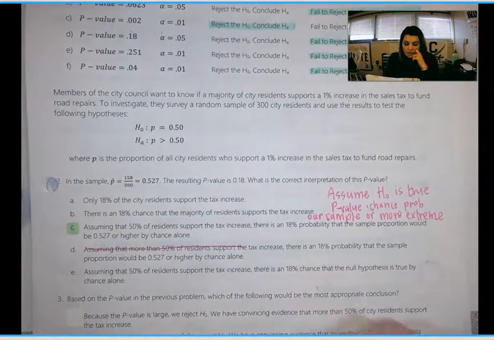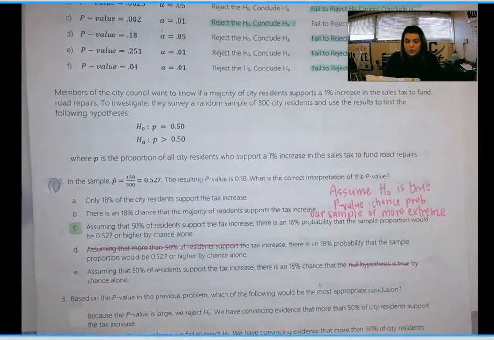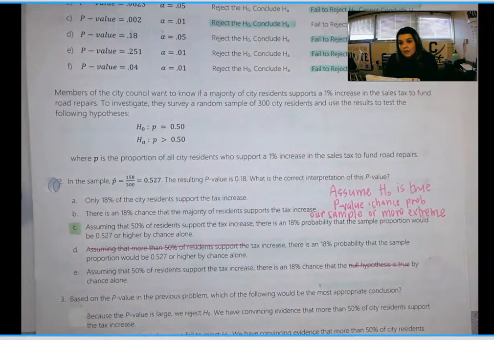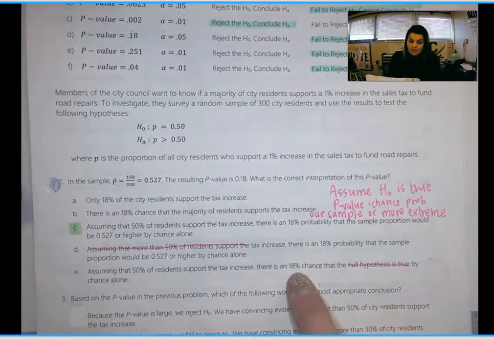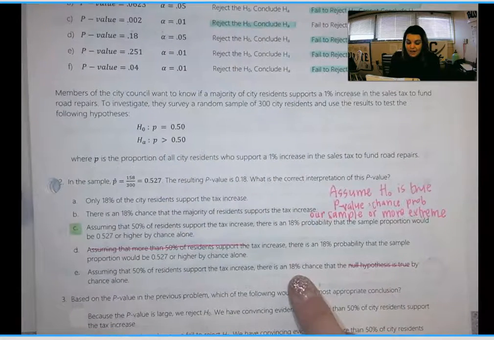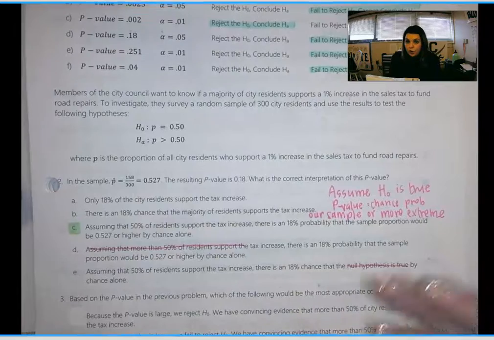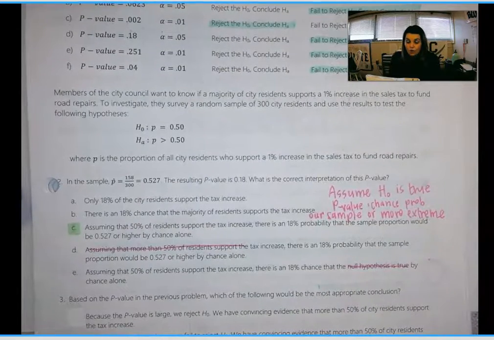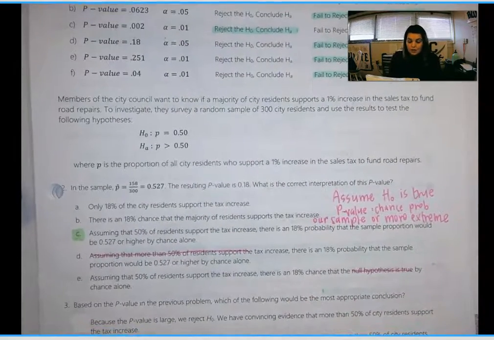This one is saying that the null hypothesis is true, and you never want to mention anything about the null being true. You never want to give any indication or get close to anything that says our conclusion is that the null is true or anything like that. So we're not testing if the null is true. We're testing if we have evidence against the null. So this is indicating that we're testing if the null is true because it's saying there's an 18% chance that it's true. Well, no, the whole problem is built on the idea that the null is true. So E is not an option.